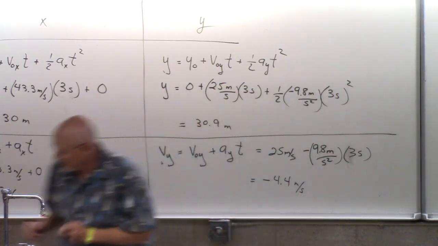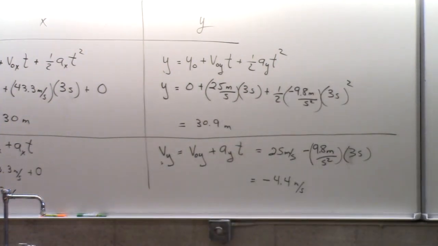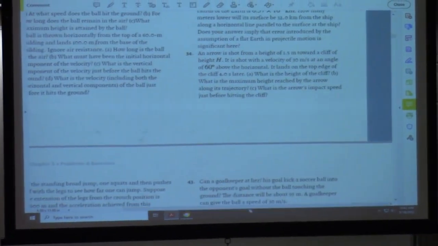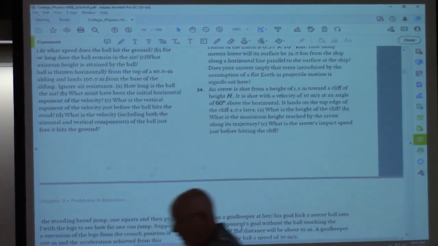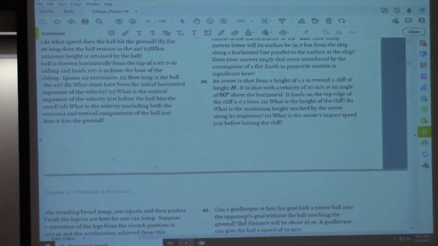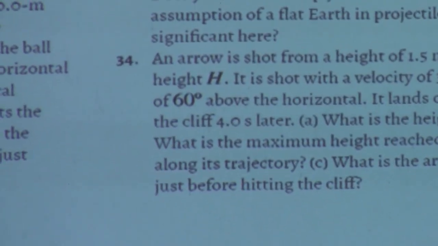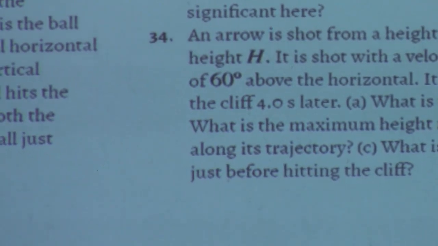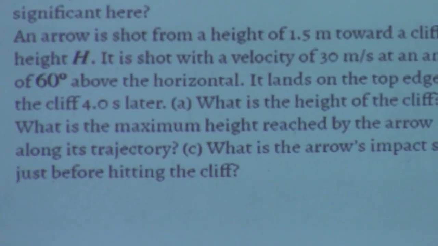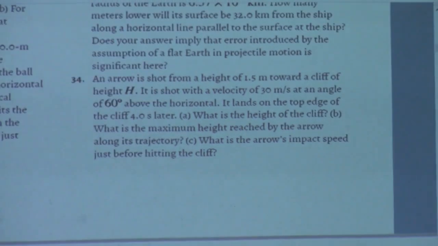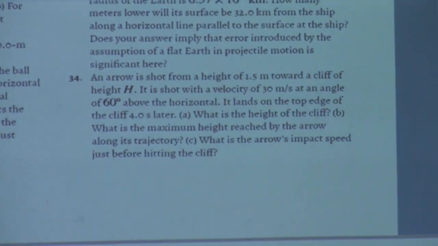All right, well, let me keep going here. Let me do number 34. And 34 is a lot like this one. Another projectile. So it's really going to be the same strategy. Because of that, I'm going to leave my X and Y columns separately and alone here. I'll set up my board here and get another picture, and I'll stand back and read this one.